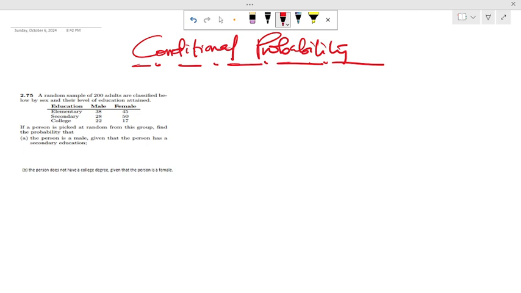This is the fourth lecture in our probability and statistics course, and under this I'll be treating conditional probability. I'll explain some few concepts in conditional probability and move on into solving the question so we can better understand it.